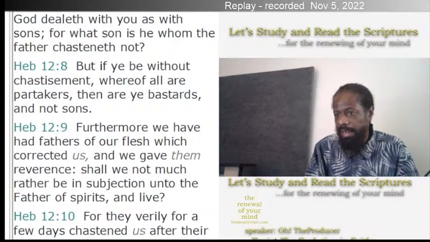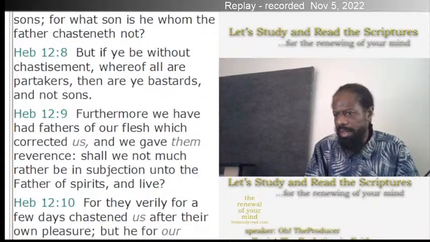Right? Furthermore, we have had fathers of our flesh which corrected us, and we gave them reverence. Should we not much rather be in subjection unto the Father of spirits and live?